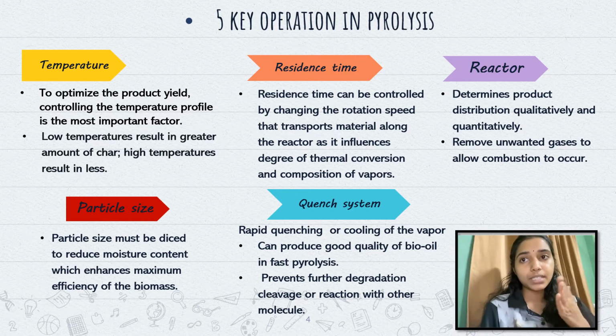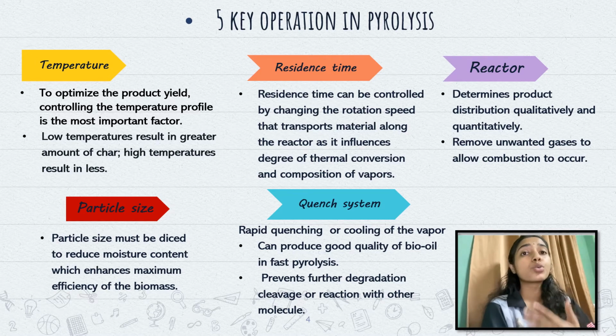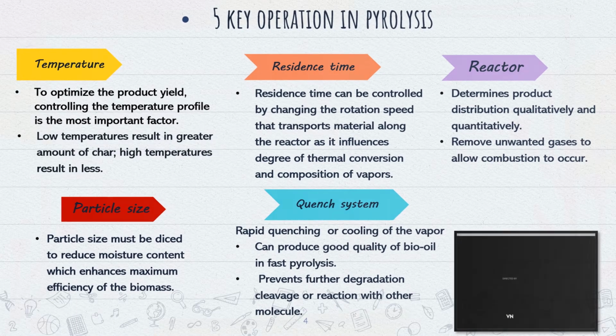Particle size must be diced to reduce the moisture content that will enhance the maximum efficiency of the biomass. The last key operation would be quench system. Rapid quenching or cooling of the vapor can produce good quality of bio-oil in fast pyrolysis. At the same time, it prevents further degradation, cleavage, or reaction with other molecules.